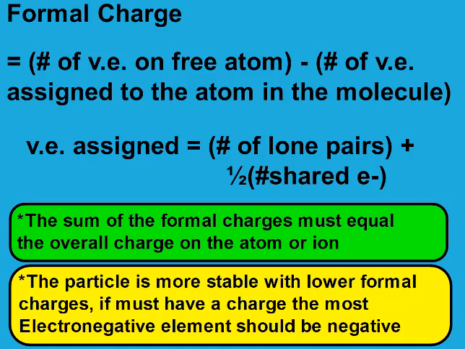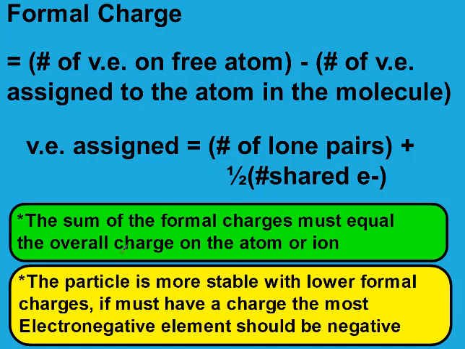The next and last topic we're covering is formal charge. In formal charge, our equation is the number of valence electrons on the free atom, in other words, how many did it come in with, minus the number of valence electrons assigned to the atom in the molecule. To get the valence electrons assigned, you're going to say that it's all the electrons in lone pairs plus half of every shared electron. We'll see this formula in action in a second, and it should make more sense once you see it.